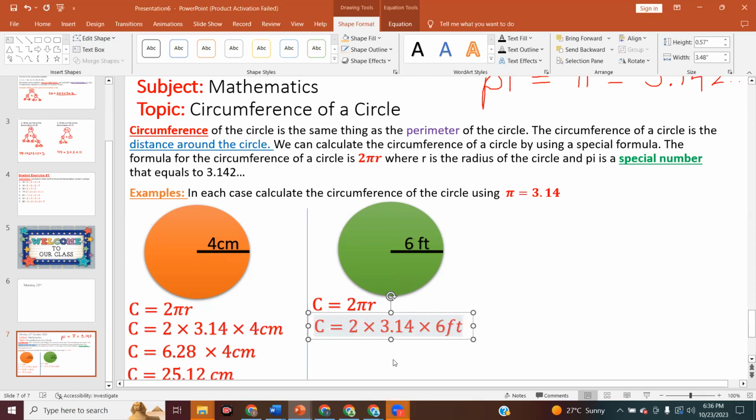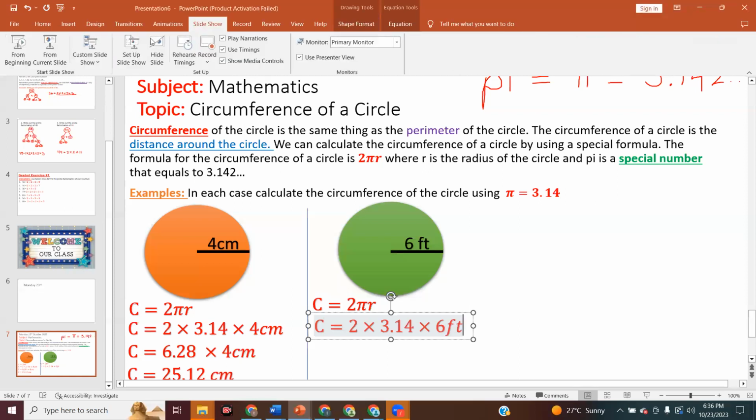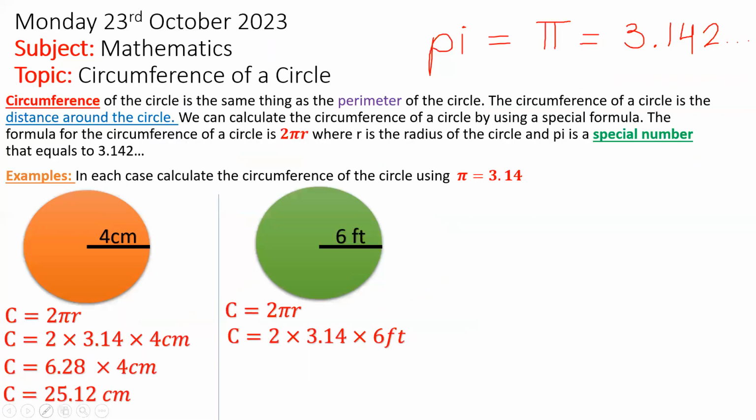Okay, are we done? No, sir. We have to multiply. What do we have to multiply? 3.14 times 2. Very good. 3.14 times 2.